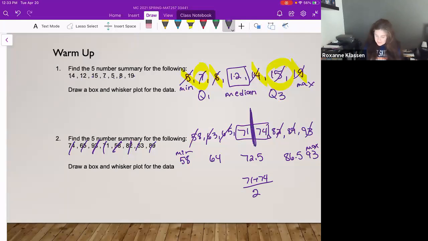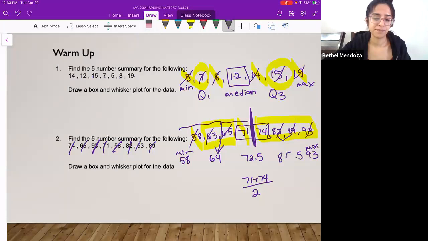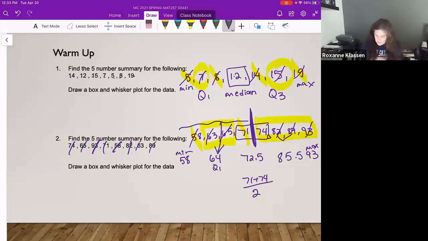Then my median is here. So these are the numbers I'm finding the middle of. So I'm gonna mark these 2 off, and then I have to find the middle between 63 and 65, which is 64. Then I'm gonna do the same with the upper half, and I need to find the middle between 82 and 89. Which, did we say we changed that number to 85.5? Yeah. Perfect. So Q1, median, Q3, and the max. All right, good.